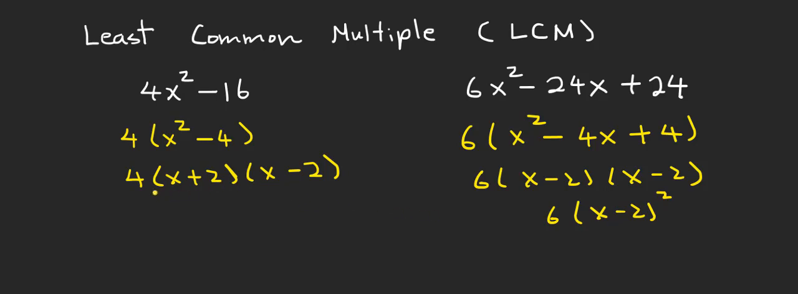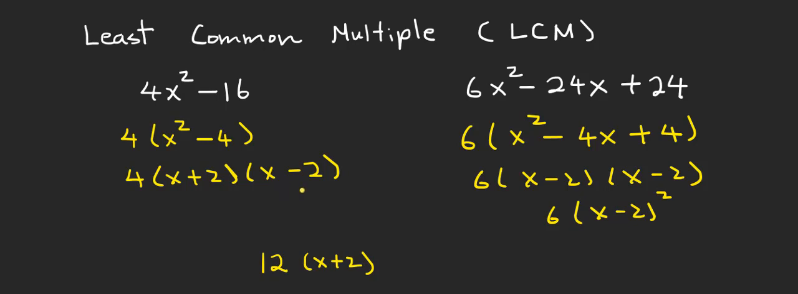Now notice, 4 and 6. What is the LCM for 4 and 6? It's going to be 12. 12 is the smallest number that both 4 and 6 can go into. What about x plus 2? We have x plus 2 over here, but we don't over there. So we need to put x plus 2, because both of these need to go into the LCM.